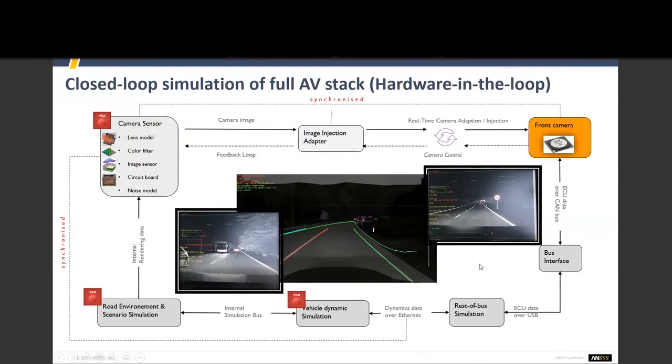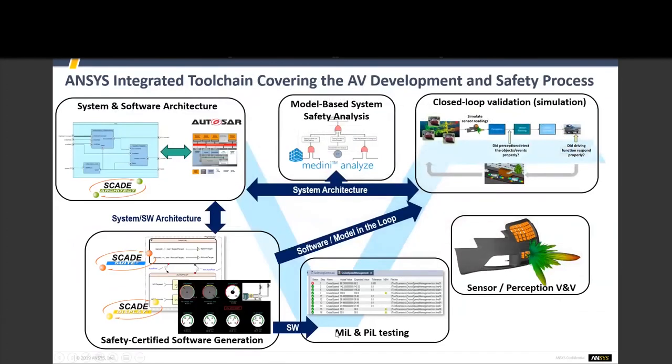Overall, ANSYS has a complete tool chain for automated system specification, architecture building with AutoSAR here in Skate Architect, safety compliant code generation and dashboard generation with Skate Suite and Skate Display, the safety and SOTIF analysis in Medini Analyze, the model in the loop, process in the loop testing, sensor perception, open loop simulation, and then of course closed loop validation of the whole vehicle. And Medini for SOTIF plays an important central part in this overall scenario of making automated vehicles safe and reliable.